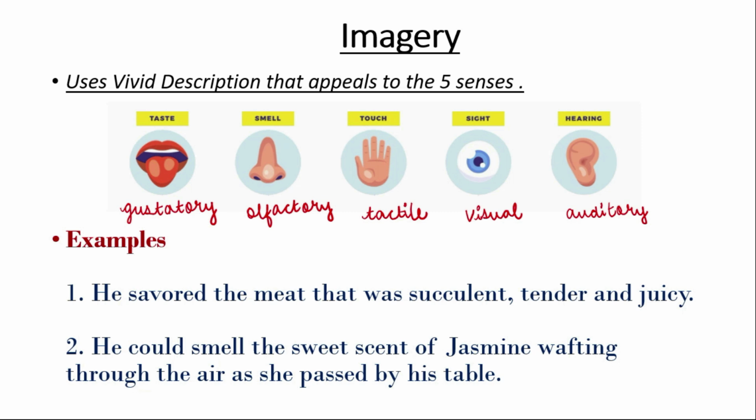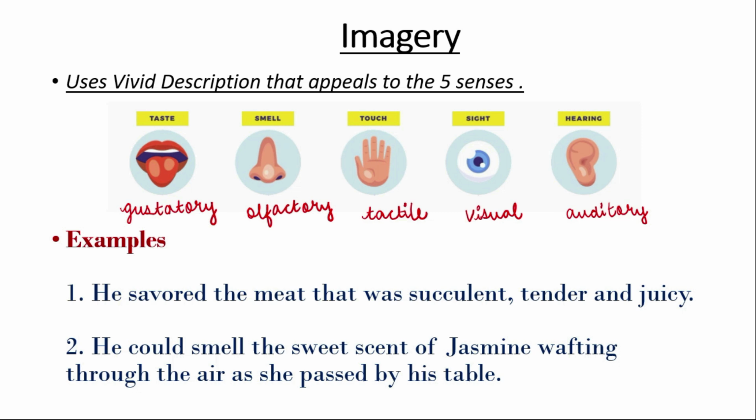The first one: he savored the meat that was succulent, tender, and juicy. So, didn't you imagine the taste of it, which was succulent, tender, and juicy? So, this imagery is imagery of taste, or gustatory, where you are explaining it in such a way that you are using your gustatory sense to imagine it.